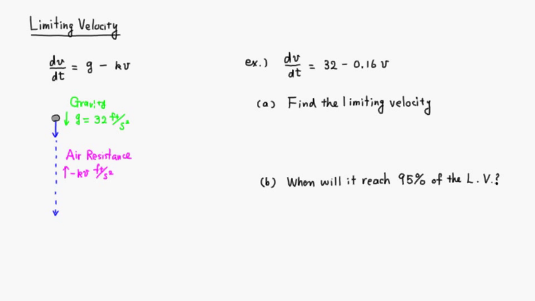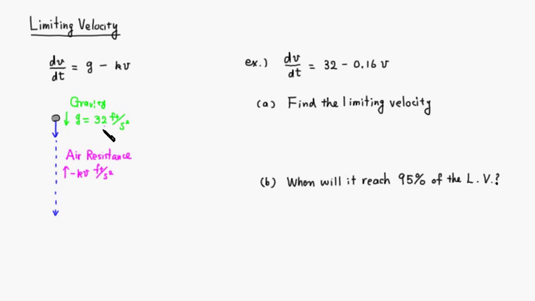All right, let's look at limiting velocity. So here's the situation. Let's say you have a rock free falling. Of course, due to gravity, we have this acceleration of 32 feet per second squared.